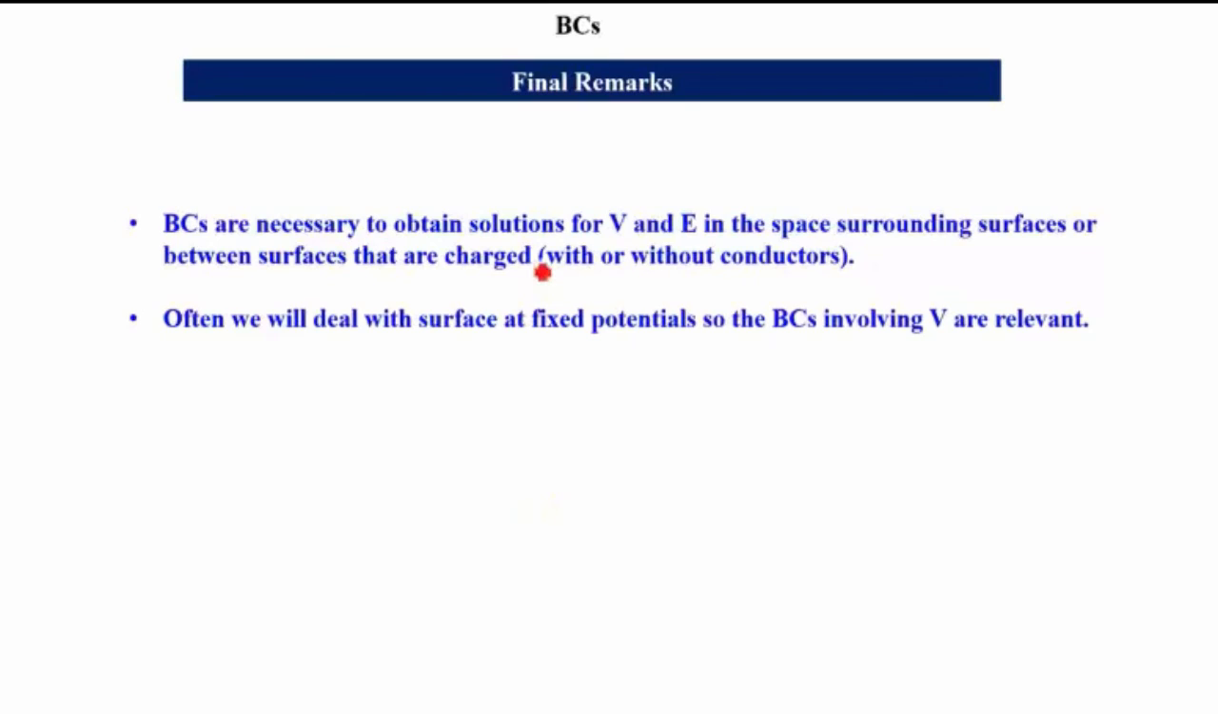Let's make some remarks here. The boundary conditions are necessary to obtain solutions for V and E in the space surrounding surfaces or between surfaces that are charged. And this can be surfaces with conductors or without. And the other comment is we often deal with surfaces that are at fixed potentials, so the boundary conditions involve V and sometimes the gradient of V. So these are relevant.